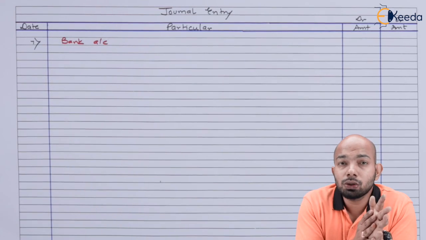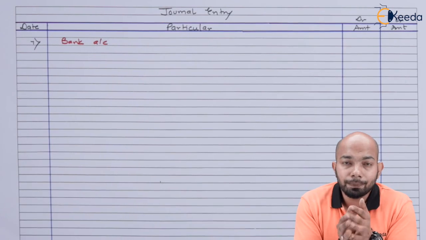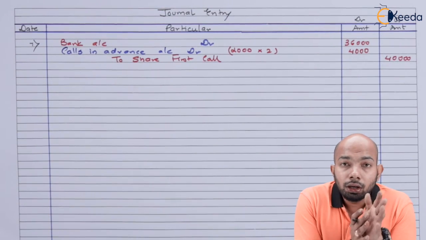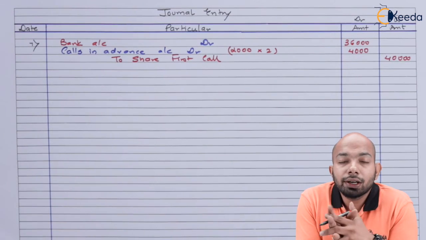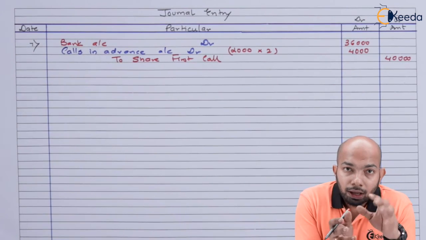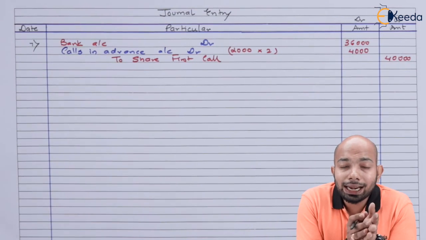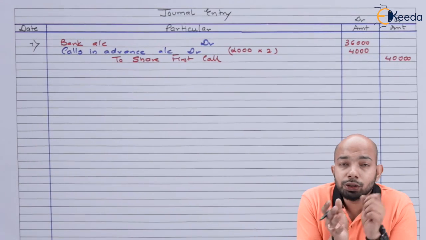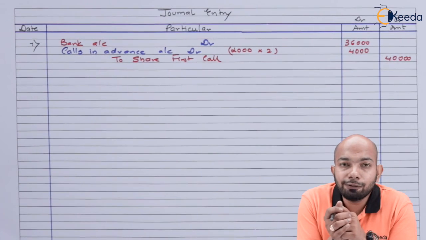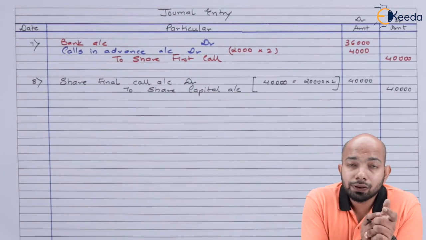So ideally we're not supposed to receive the complete 40,000 here because calls in advance has already been paid here. So the entry here is bank account debit, calls in advance account debit to specifically related share first call here. Bank account will be debited with 36,000, calls in advance 4,000, and the next part will be share first call 40,000. Similarly, we'll do the receipt and due entry for share final call. So 40,000 is the amount that we're supposed to receive here.